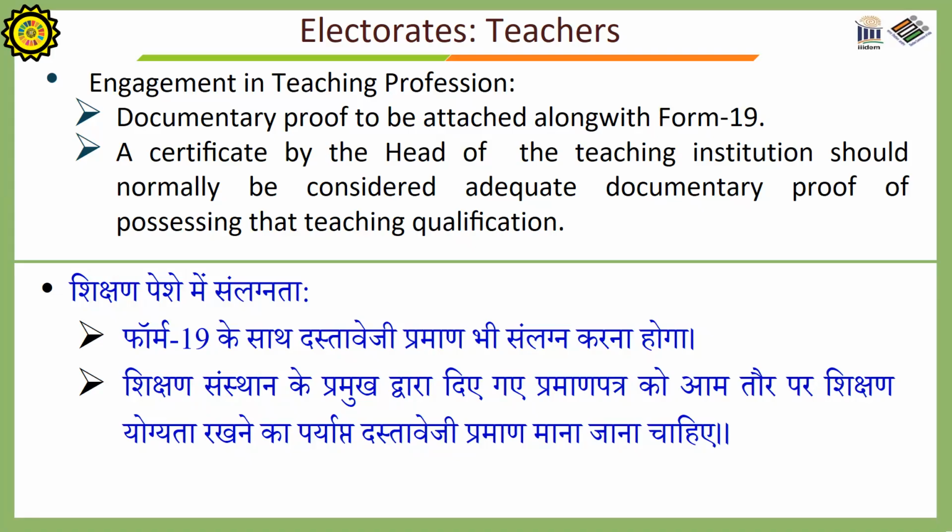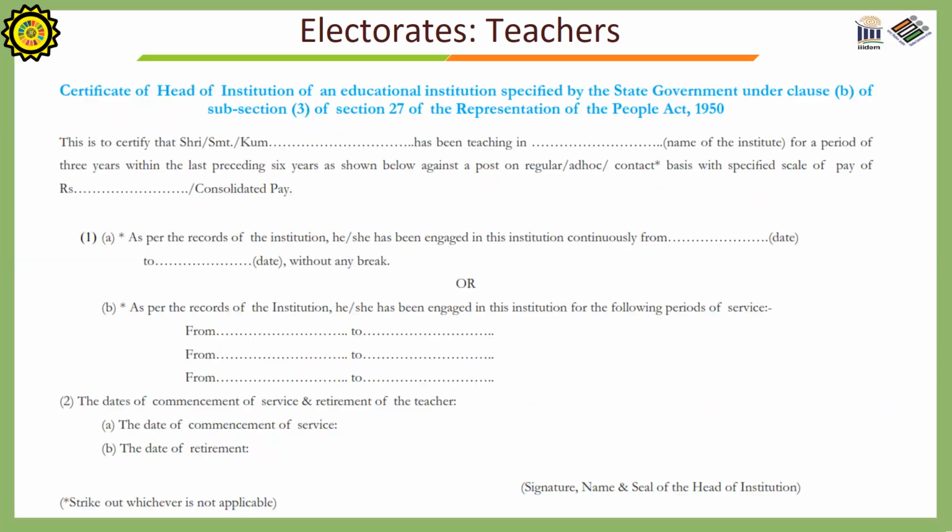Documentary proof to be attached along with Form 19. A certificate by the head of the teaching institution should normally be considered adequate documentary proof of possessing that teaching qualification. The format for the Certificate of Head of Institution of an educational institution specified by the state government is shown on the screen.